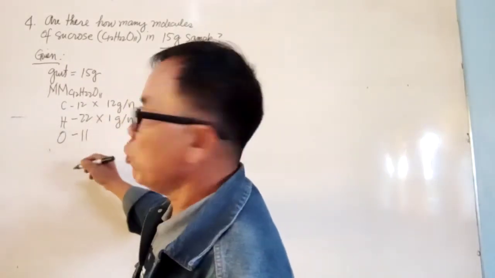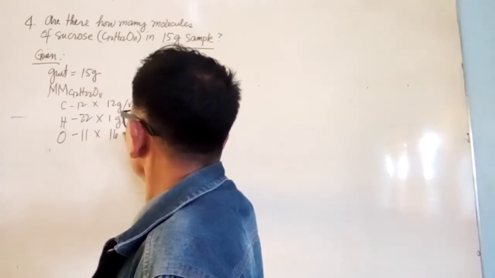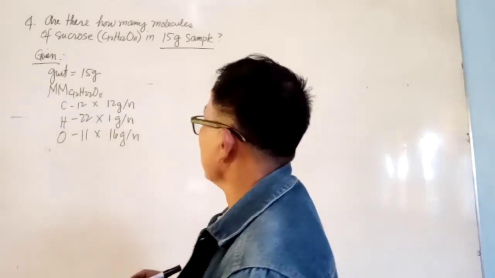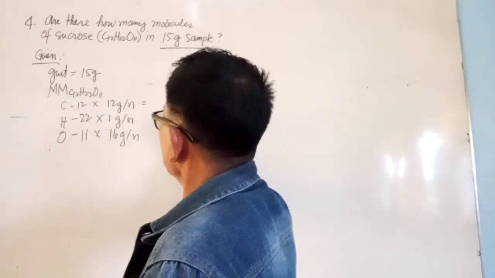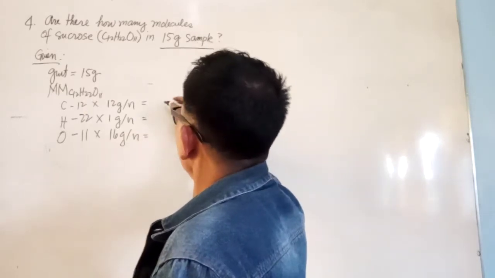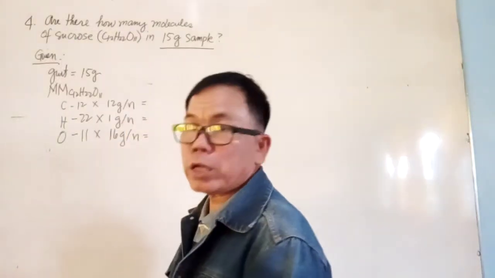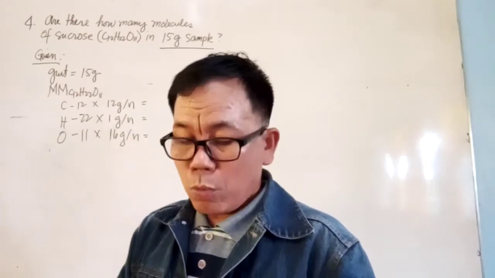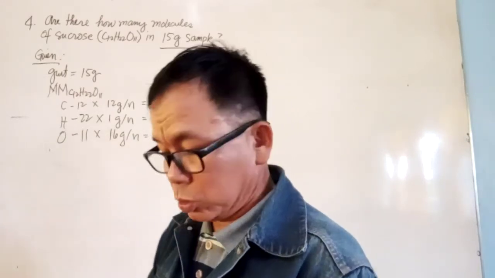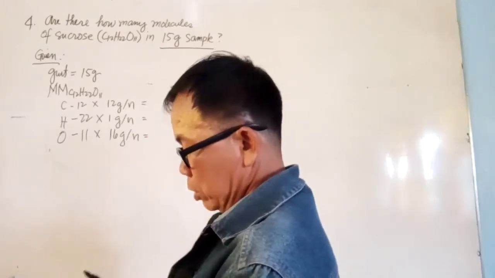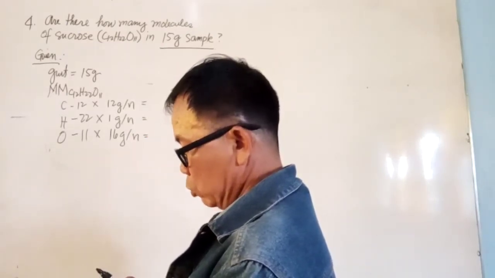And for oxygen, you have 16 grams per mole. Okay. So guys, the next thing that you're going to do is find out the products of these elements. So we have here 12 and 12. We have to use our scientific calculators. Take note, we need to use scientific calculators because later on, we will be using exponential values. So, we have now 12 and 12 atoms.